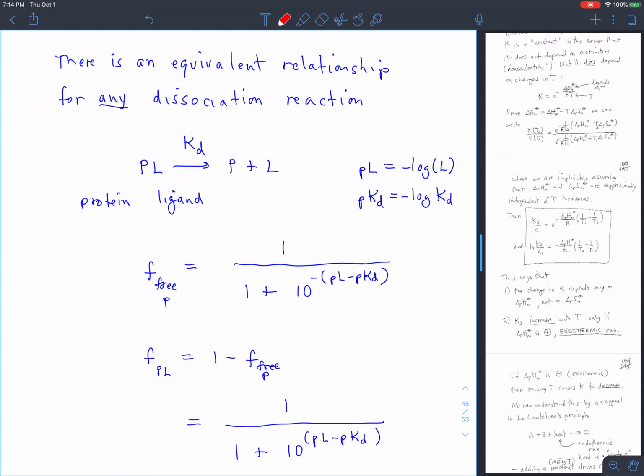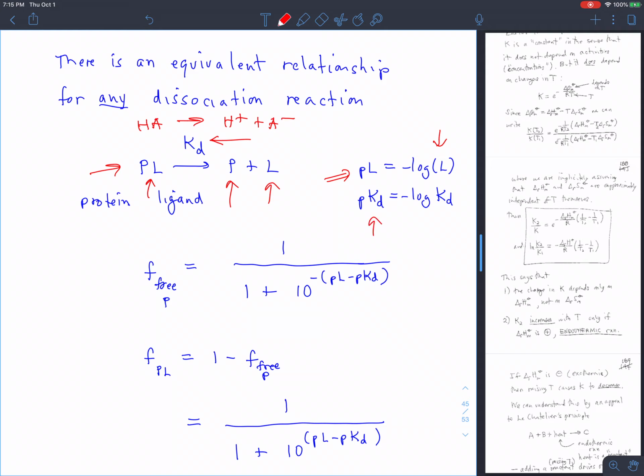All right, now this is just sort of fleshing out what I said before. We did it for HA goes to H plus plus A minus, but let's suppose you have a protein that's binding a ligand and now it's dissociating to P plus L. There's an equilibrium constant for that. It's called the dissociation constant, Kd. We can define a P anything, right? So this is pL, minus the log of the ligand concentration. We can also define a pKd.